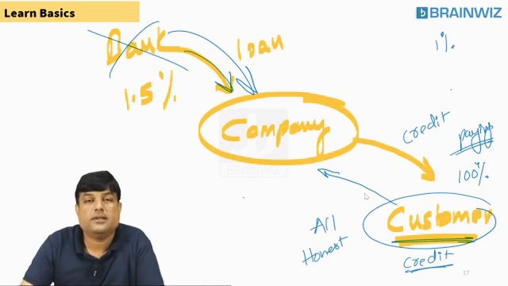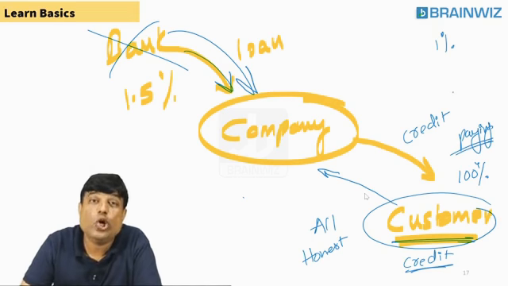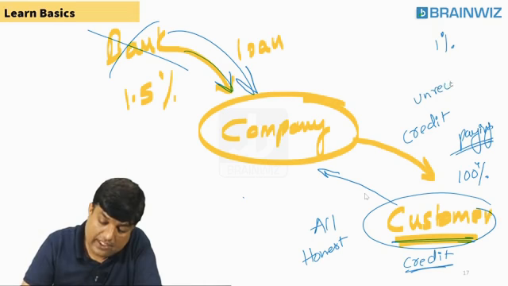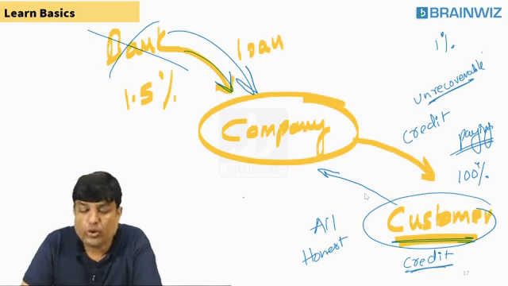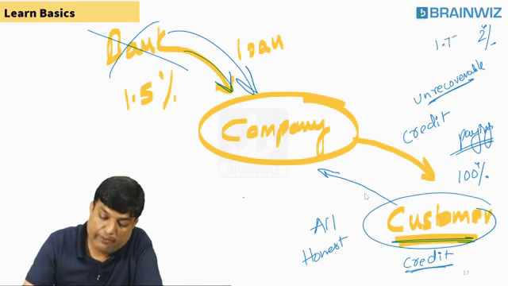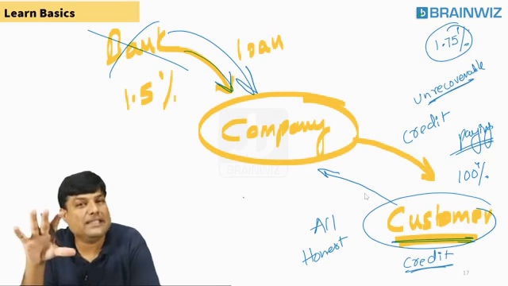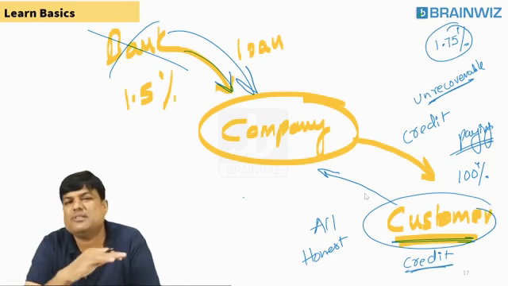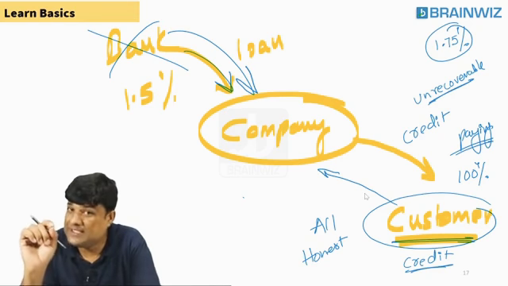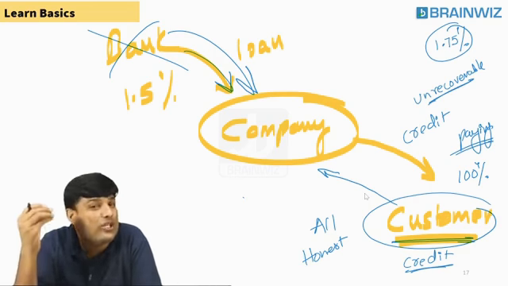1% of the amount you gave on credit is not recoverable, unrecoverable. 1%? No, 2%? No, guys. 1.75%. So whatever amount the company has given on credit, 100% of people are not paying. 1.75% of people will not pay because maybe they are not in a situation to pay. So that is the unrecoverable amount.